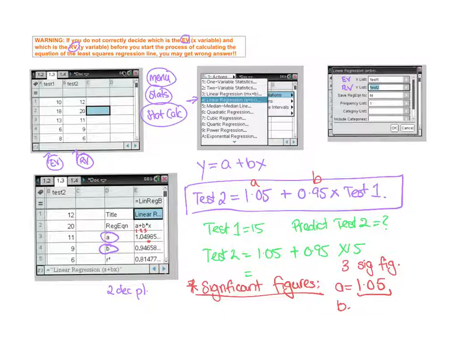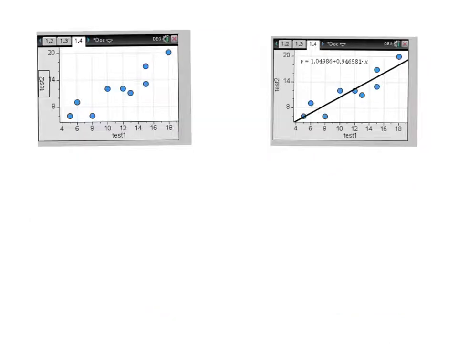If I look at the B, the first non-zero number is the 9, so 1, 2, 3. Then because this number's a 5, that 6 needs to go up. So B would be 0.947. Okay, so you just might have to go back and get your notes handy on the significant figures in doing some of these.